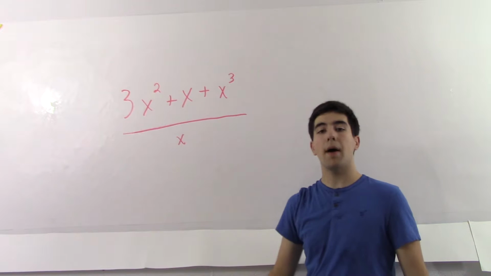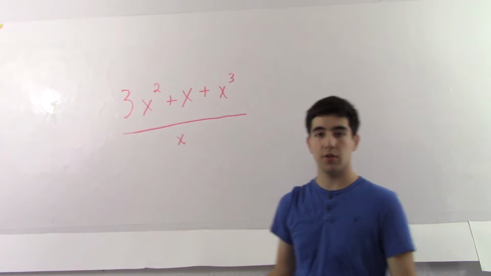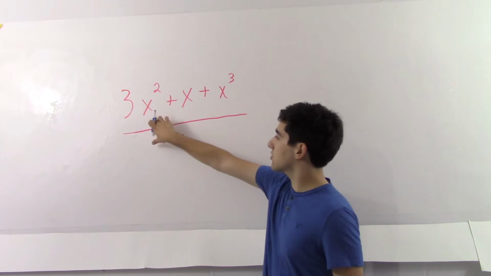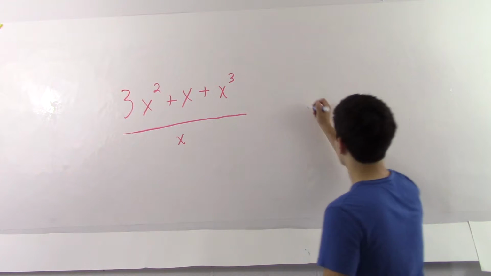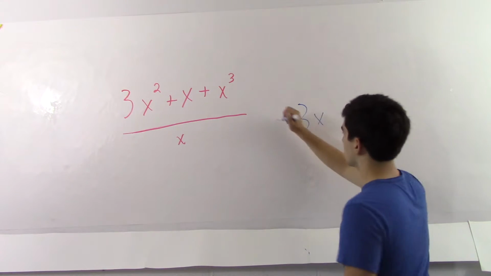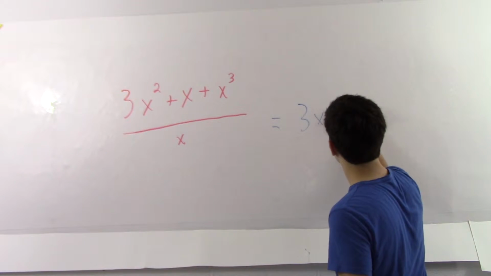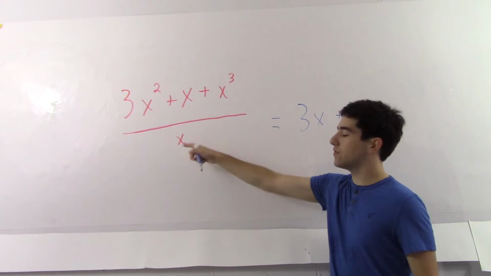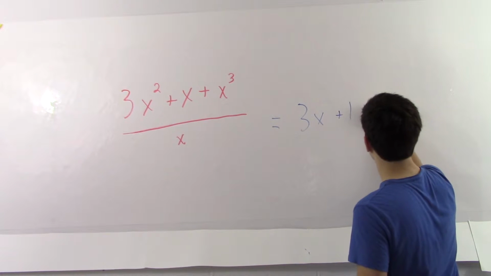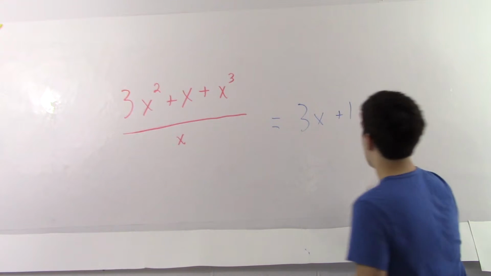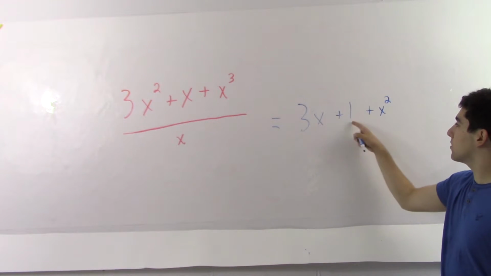Now when dividing a polynomial by a monomial, you're going to follow the same steps. 3x squared divided by x is 3x. x divided by x is 1. And then x cubed divided by x is x squared. And that would be my final answer, 3x plus 1 plus x squared.